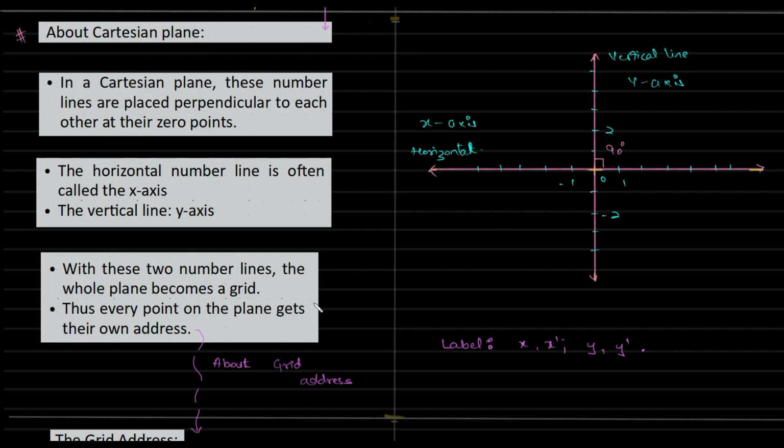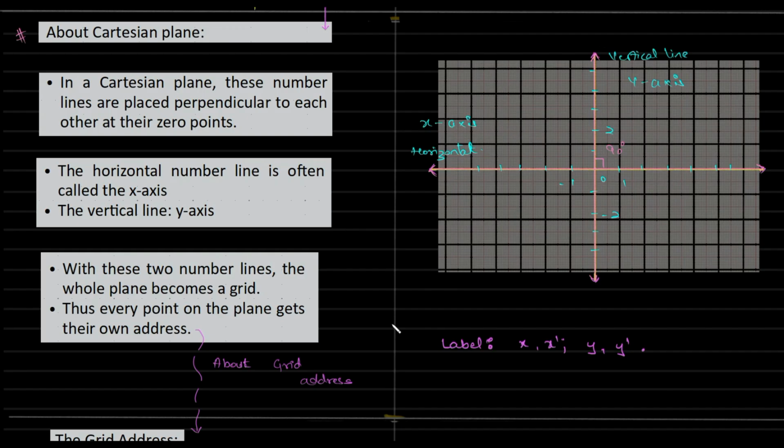Now, this person is talking about a grid, right? With these two number lines, the whole plane becomes a grid. So what is this grid? This is a grid. Can you see that? There are lines everywhere, and there is a specific way things have been marked if you look carefully. Let me clear this up. Can you see that? Things are equally spaced and there are boxes everywhere. So this is the grid.